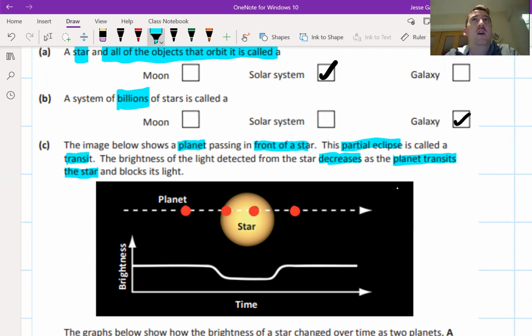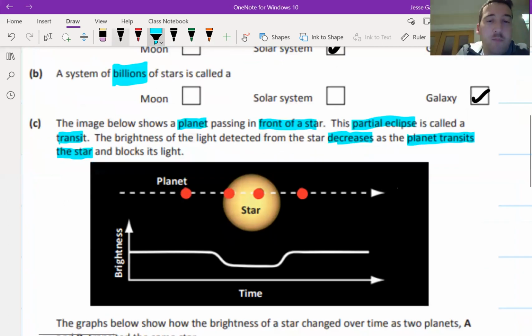Okay, so it's like if you're looking at a window and someone walks in front of your view, you're not going to see the light coming in the window for a second while they go across. Similar kind of idea here. Let's look at the graph. What does it show?